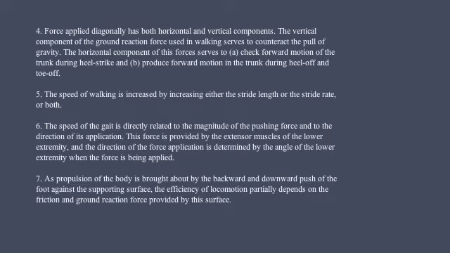Force applied diagonally has both horizontal and vertical components. The vertical component of the ground reaction force used in walking serves to counteract the pull of gravity. The horizontal component of the force serves to, A, check forward motion of the trunk during the heel strike, and B, produce forward motion of the trunk during heel off and toe off.